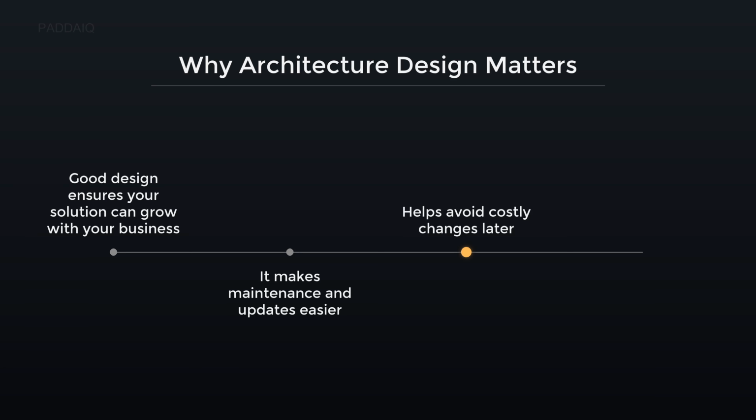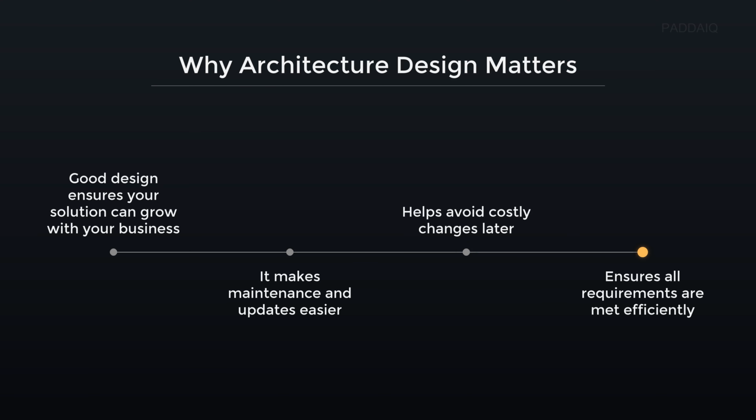It helps avoid costly changes later. This means good design prevents expensive fixes after a system is built. For example, choosing the right identity service early prevents a complete security overhaul later when you add new applications. Investing in architecture upfront saves significant time and money.